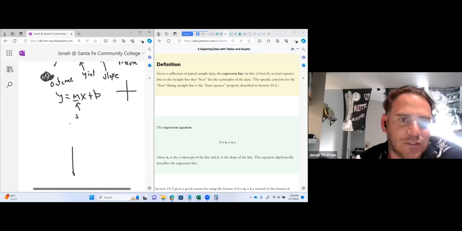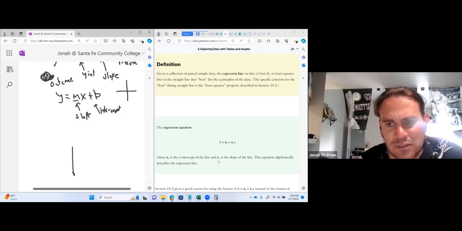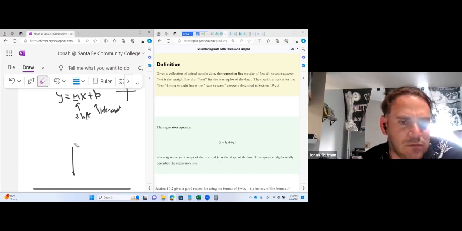That's your slope, and that's your intercept. And it works the same way. It works the same way for this. B0 is your intercept, and B1 is the slope.